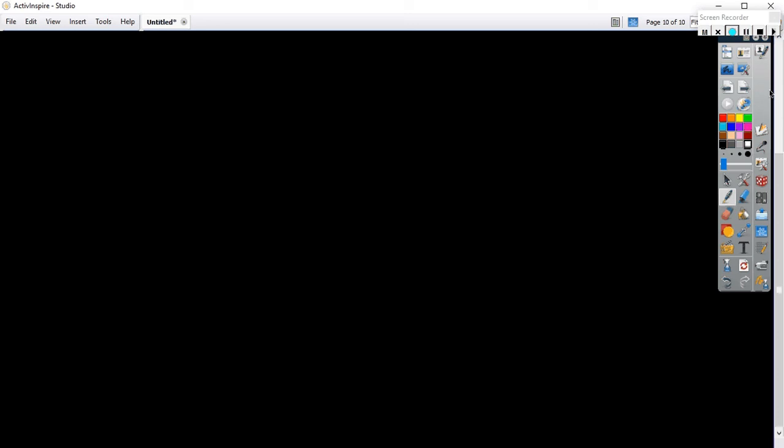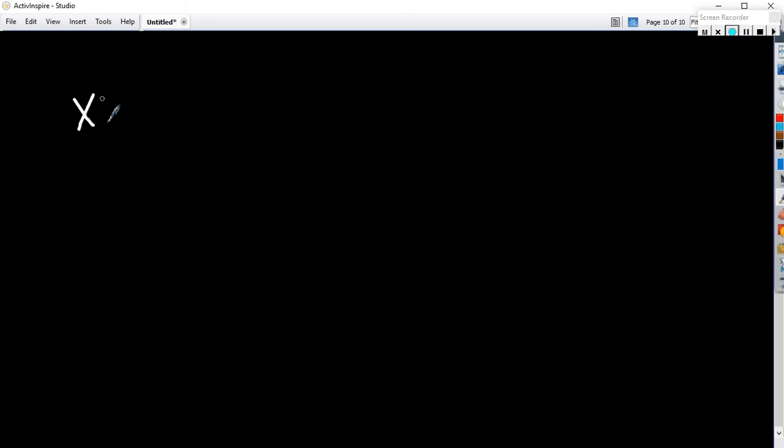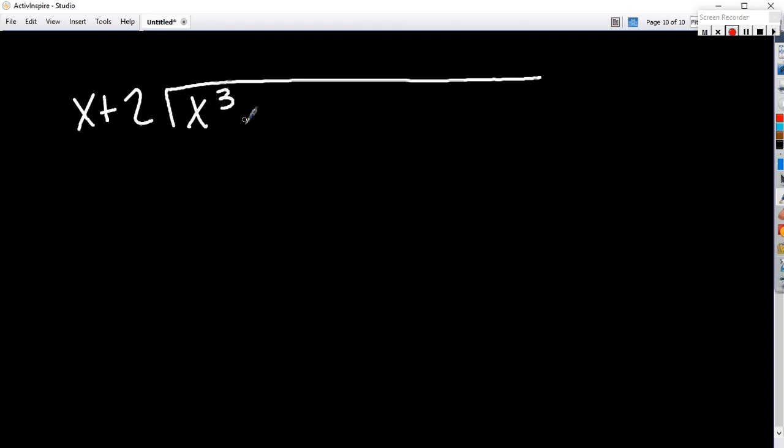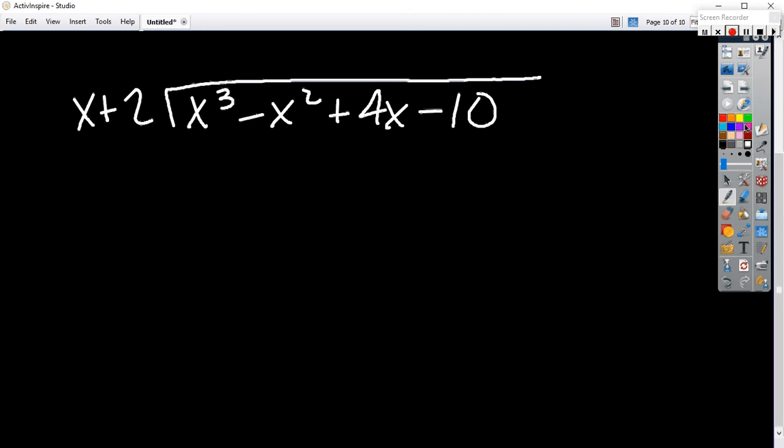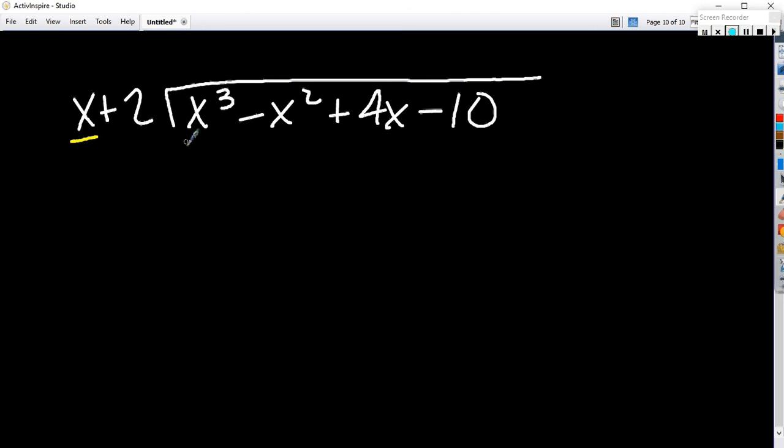Let's do x plus 2 into x cubed minus x squared plus 4x minus 10. All right, so step 1, I'm going through the same thing. What do I multiply x by to get x to the third? X squared, right? So I go to the squared column.